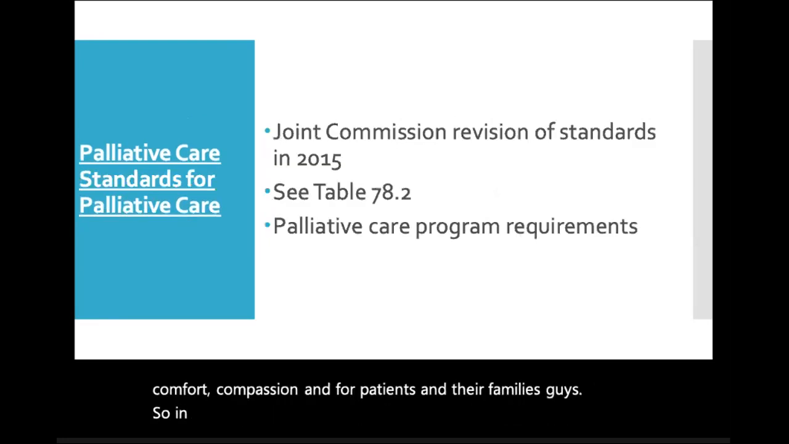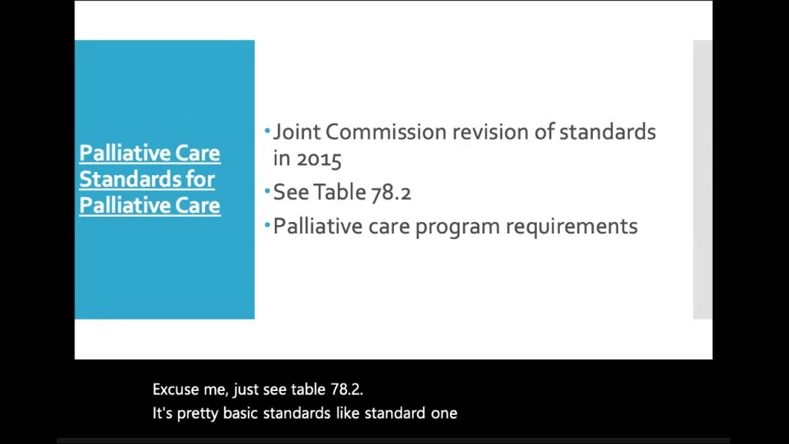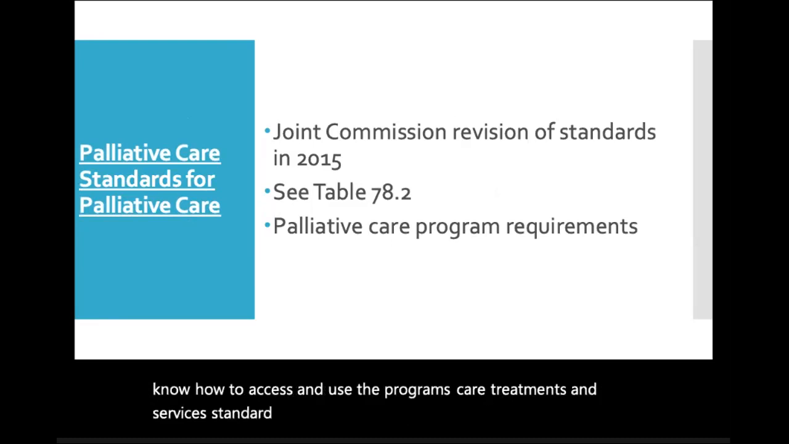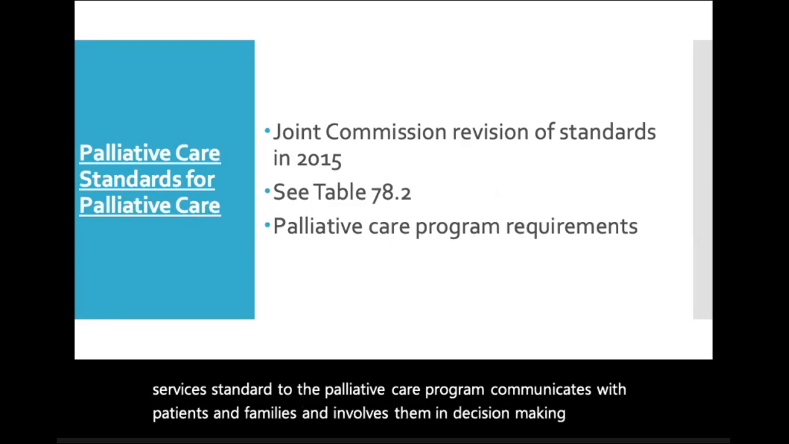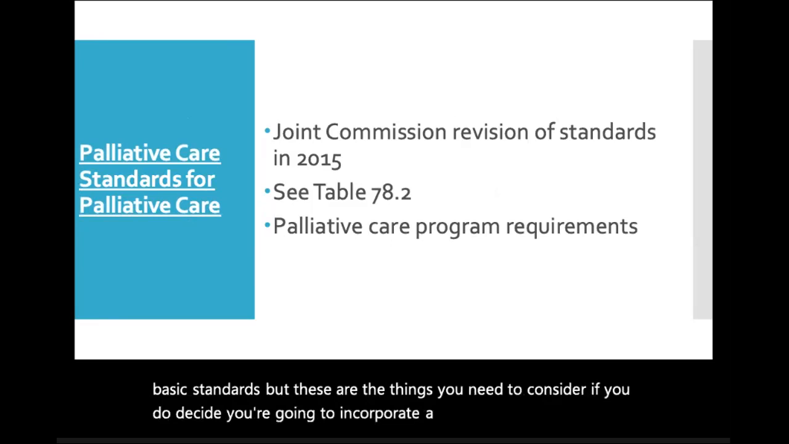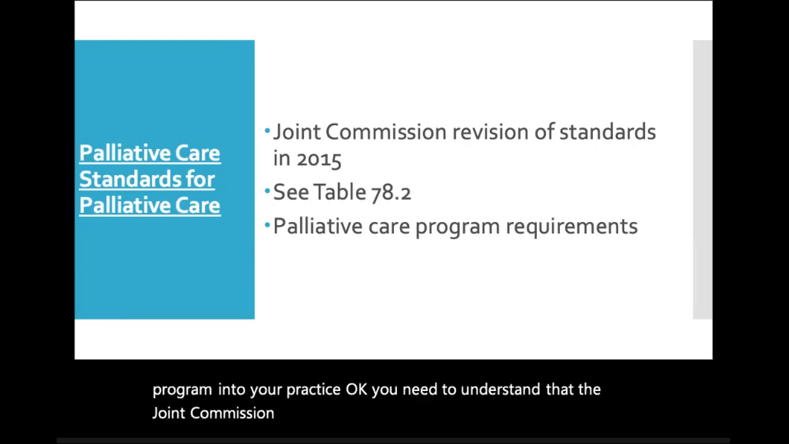In terms of standards for palliative care, the Joint Commission has its own revision of standards from 2015. Just see table 78.2. They're pretty basic standards. Standard 1 is that patients and families know how to access and use the program's care, treatments, and services. Standard 2, the palliative care program communicates with patients and families and involves them in decision-making. Very basic standards, but these are the things you need to consider if you decide to incorporate a palliative care type program into your practice. You need to understand that the Joint Commission has already set up standards for palliative care program requirements.